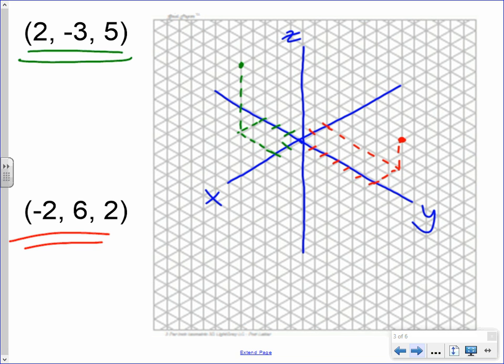All right, the next thing and the last thing that we are going to do is talk about distance. Somebody please tell me how we find distance in a plane.